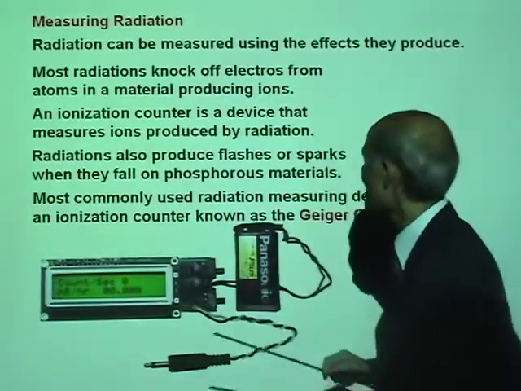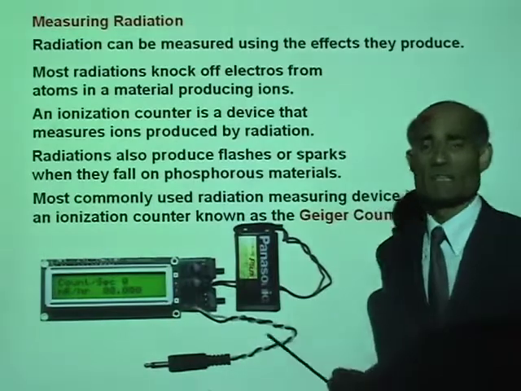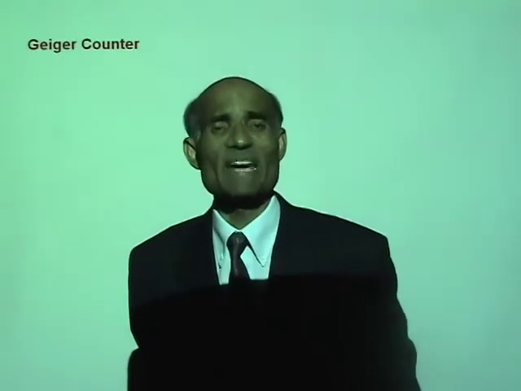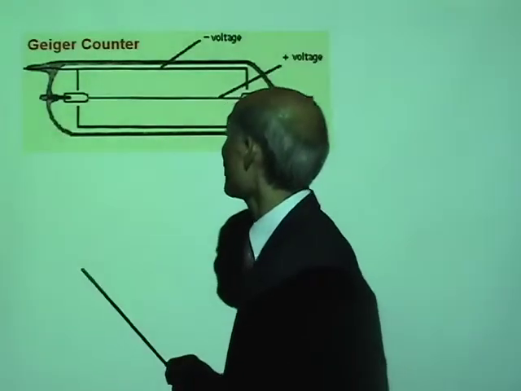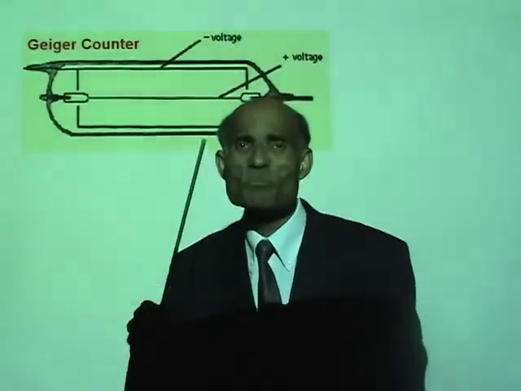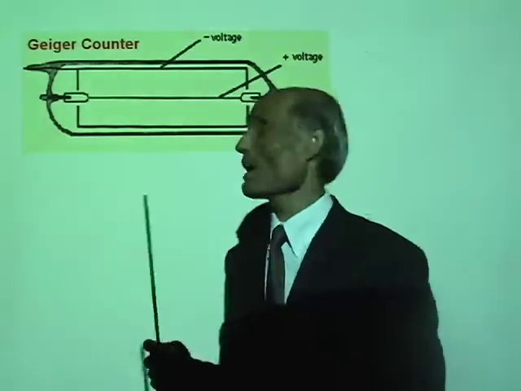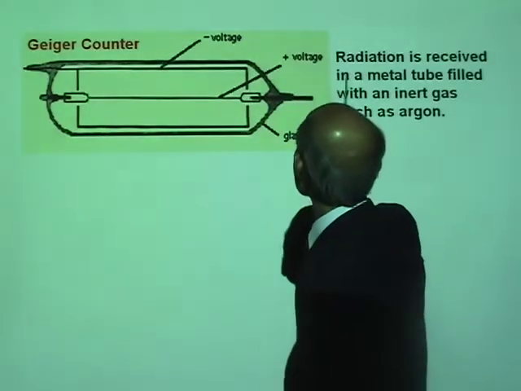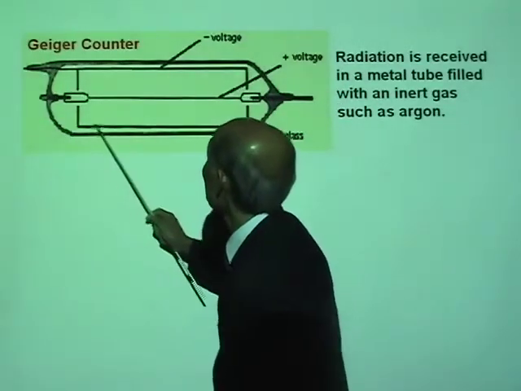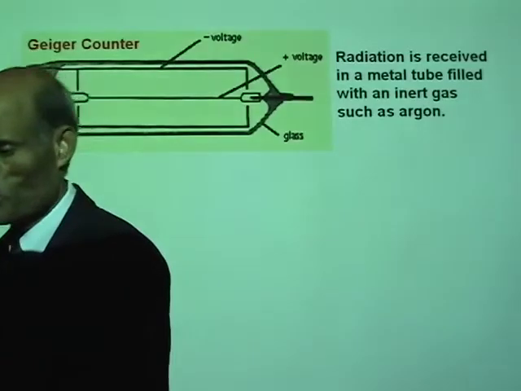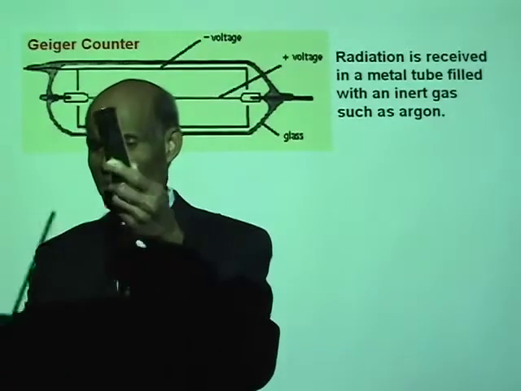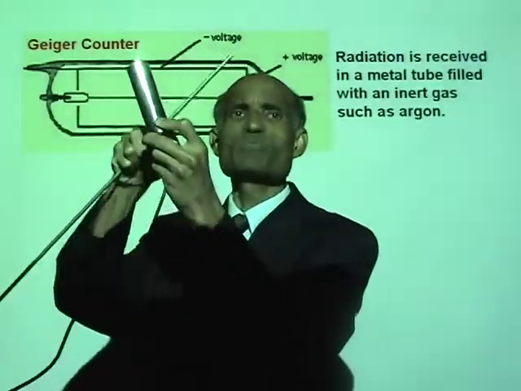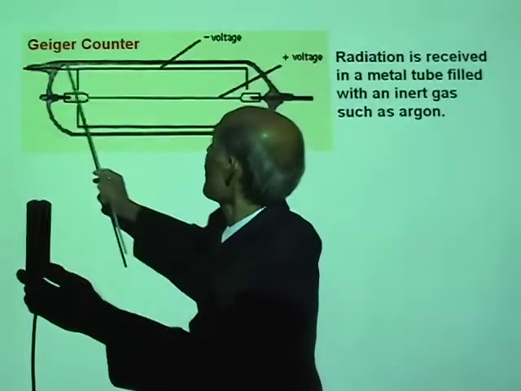Now, this is actually a Geiger counter. I will show you one in a minute. Well, let me show you the principle of action of a Geiger counter. How does it work? This is the schematic diagram of a Geiger counter. I want you to pay attention and listen to the working of this. Radiation is received in a metal tube. Now, this is the metal tube. Let me show you the one I have here. This is a Geiger counter, and this is the metal tube which I have drawn here.